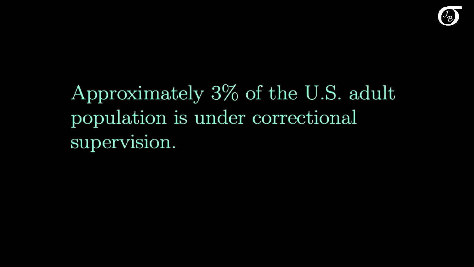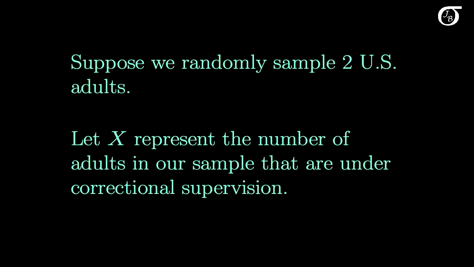Let's go back to discrete random variables and look at an example. Approximately 3% of the United States adult population is under correctional supervision, meaning they're either in jail or on probation or on parole. Now this 3% is approximately true, but let's pretend that's exactly true for the purposes of this example. Suppose we randomly sample 2 U.S. adults, and we let capital X represent the number of adults in our sample that are under correctional supervision. We typically represent random variables with capital letters near the end of the Roman alphabet. So very often we have X or possibly Y or possibly Z.